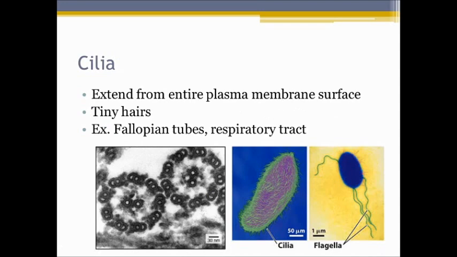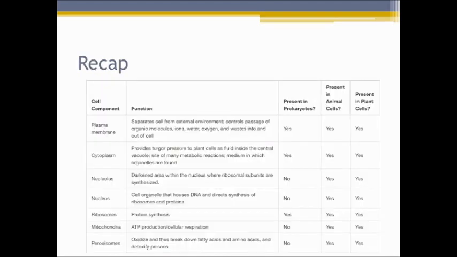Cilia extend from the entire plasma membrane surface. They're tiny hairs. They're found on a lot of the tissues in our body, specifically that of the fallopian tubes to help bring in the egg and transport it to the uterus to be implanted. It's also found in the respiratory tract to help to bring up dirt and debris that you might have breathed in. If you are a smoker, you might have paralyzed or completely damaged the cilia in your respiratory tract and made it more difficult to be able to cough up that debris. So these are some pretty good tables to look at when you're studying these organelles.